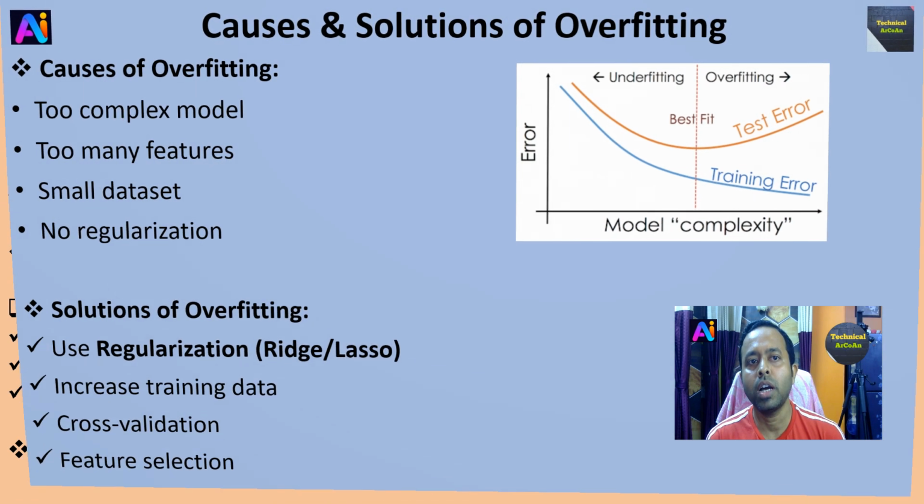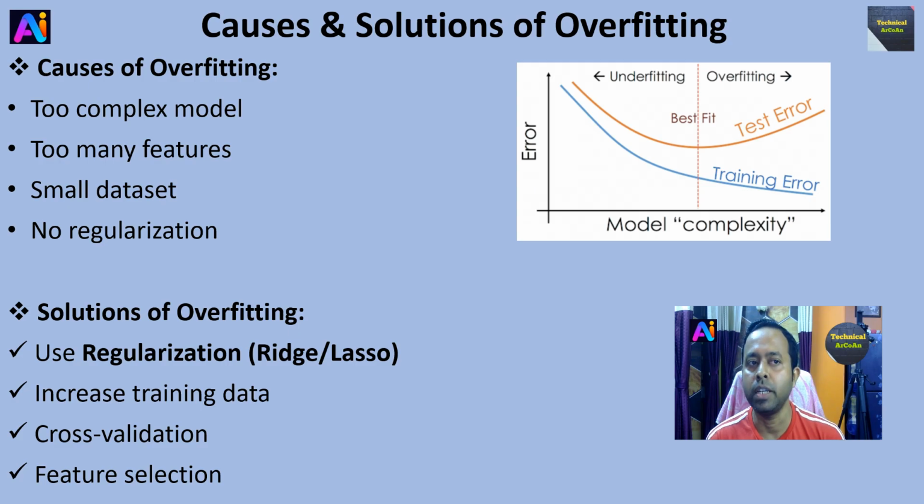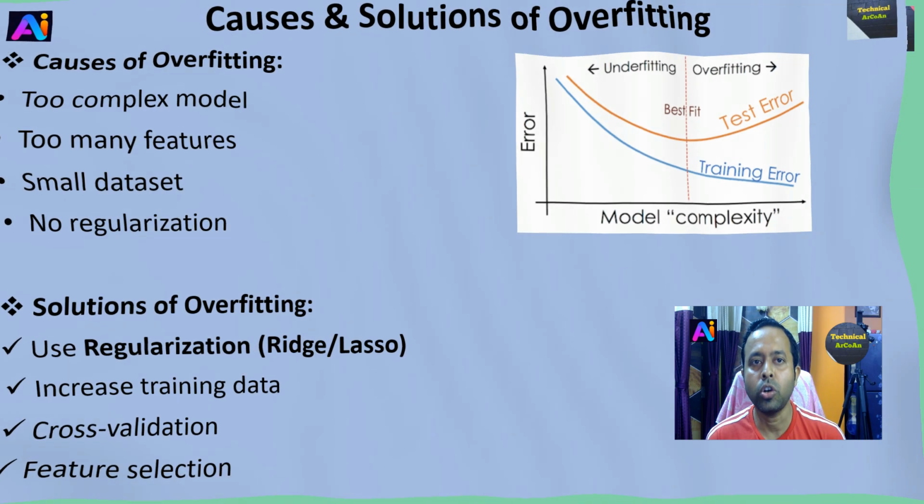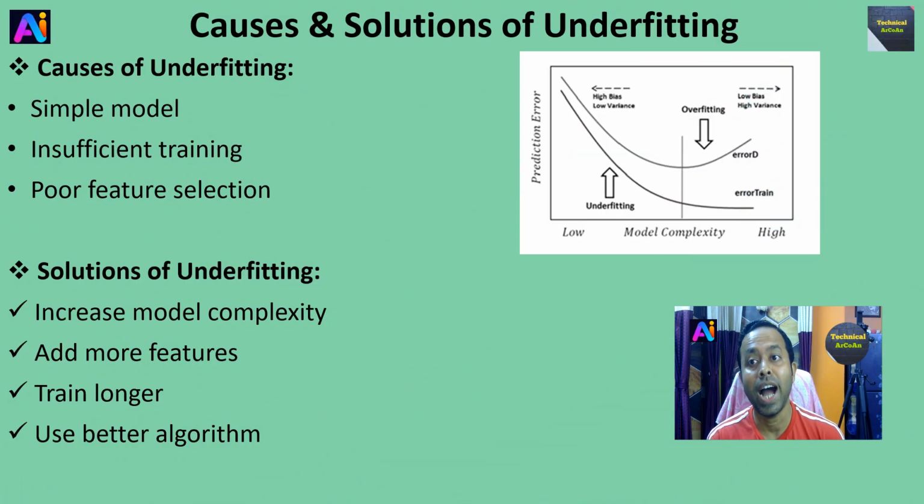Now talk about the causes and solution of overfitting. So what are the causes of overfitting? Too complex model, too many features, small data set, no regularization. Solution of overfitting: use regularization like ridge and lasso, increase training data and cross validation, and also feature selection.